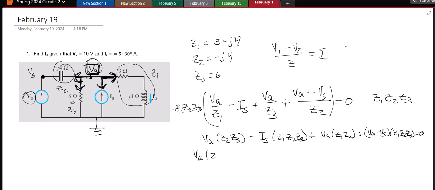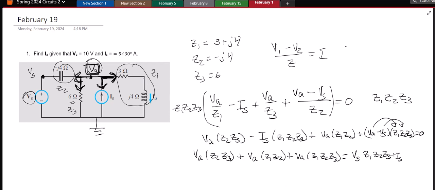So I have VA times Z2, Z3, and then the IS is going to go to the other side, so I'll get that in a second. VA Z1, Z2, plus, and then I will distribute this. So on this side, I'll have VA Z1, Z2, Z3, and then I'll take the VS times Z1, Z2, Z3 over to the other side. So on this side, I have VS Z1, Z2, Z3, and then I'll also take the IS to the other side, and I'll have IS times Z1, Z2, Z3.